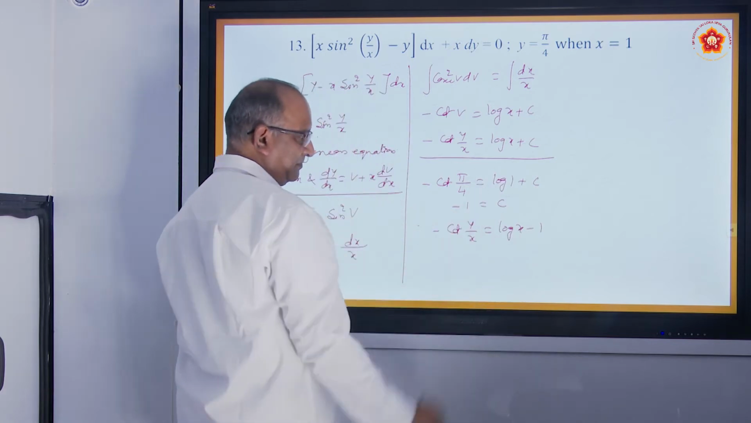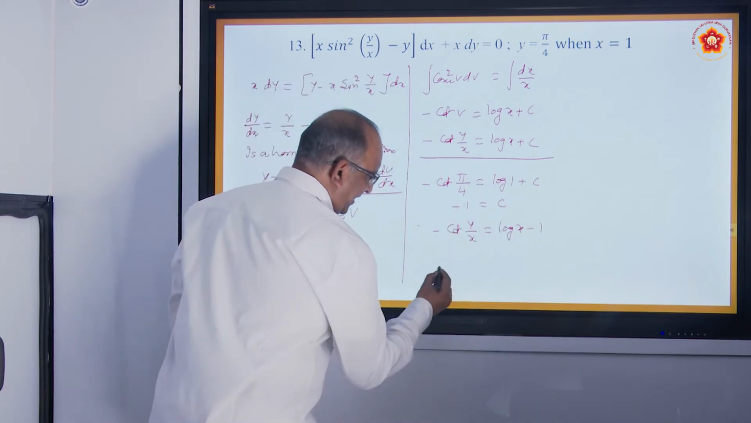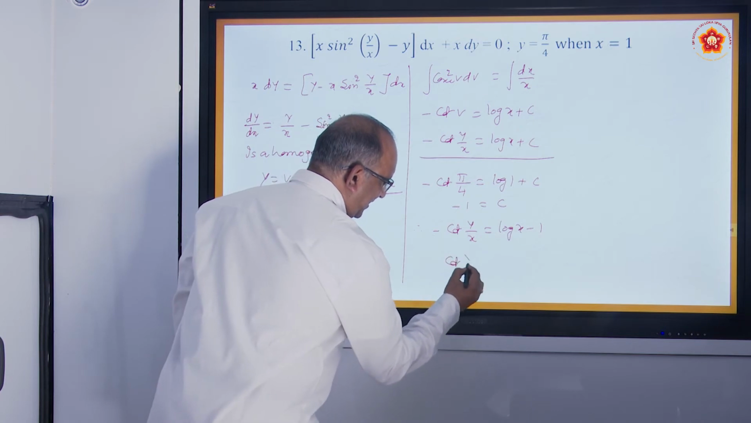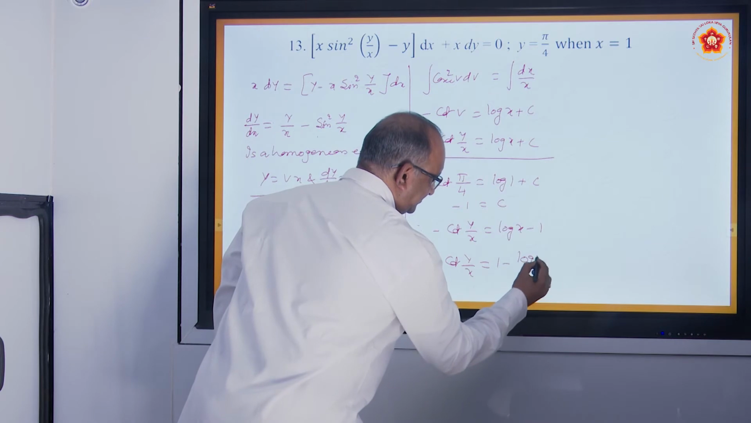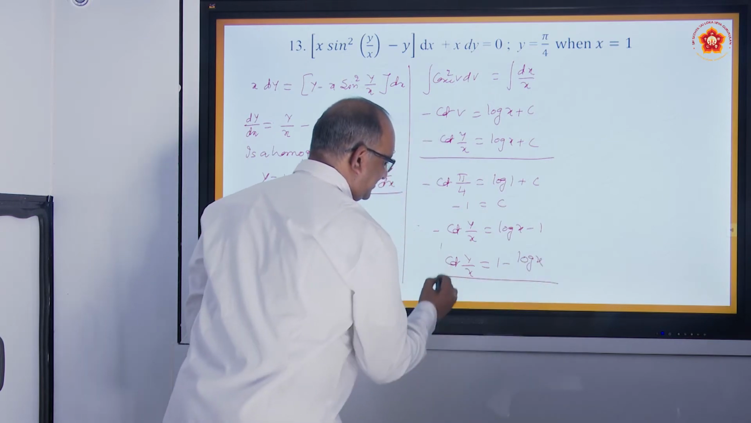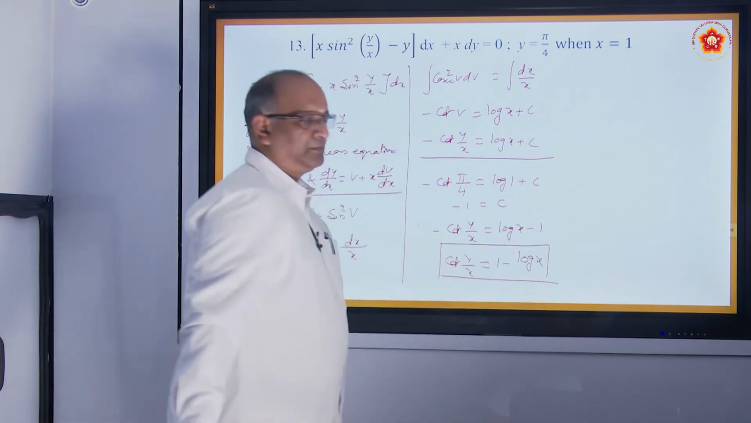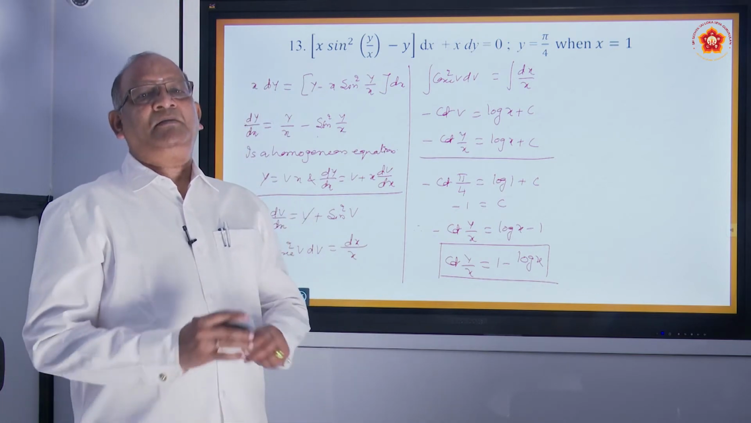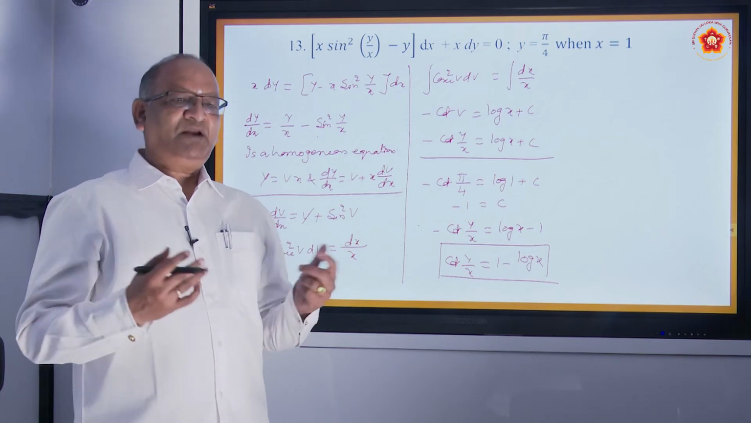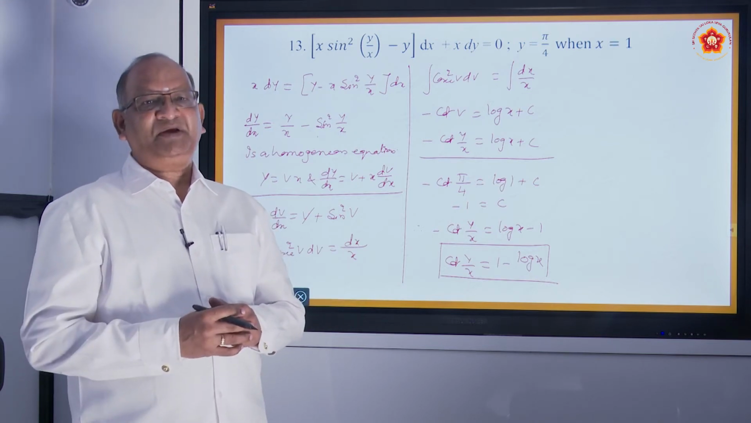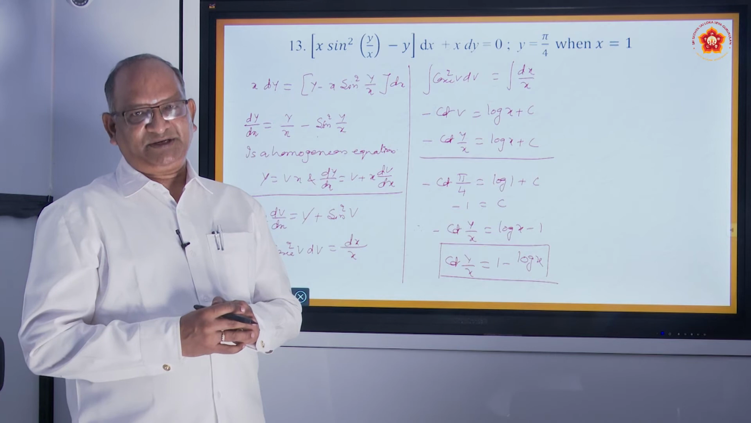If you wish, you can multiply the whole thing with minus sign and write it as cot y by x equal to 1 minus log x. This is the answer. This is how we find the particular solution of a differential equation. We will solve one more problem before we wind up homogeneous equations.